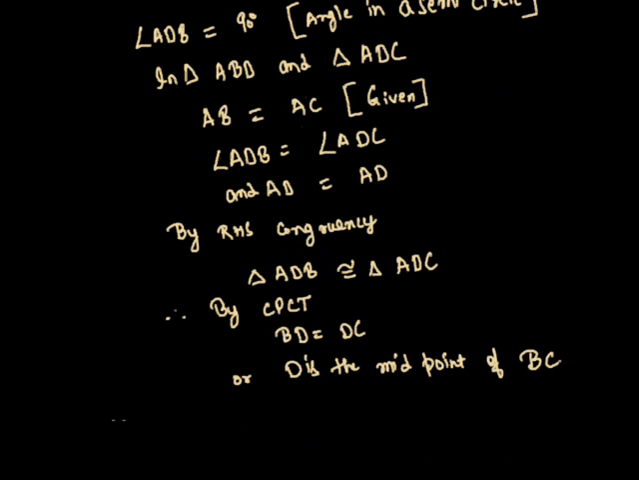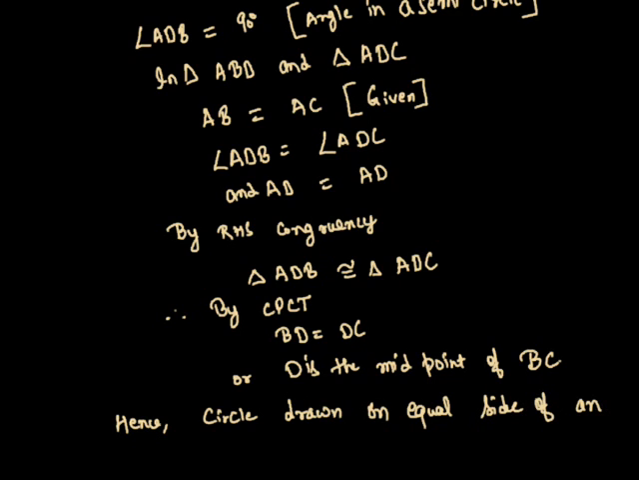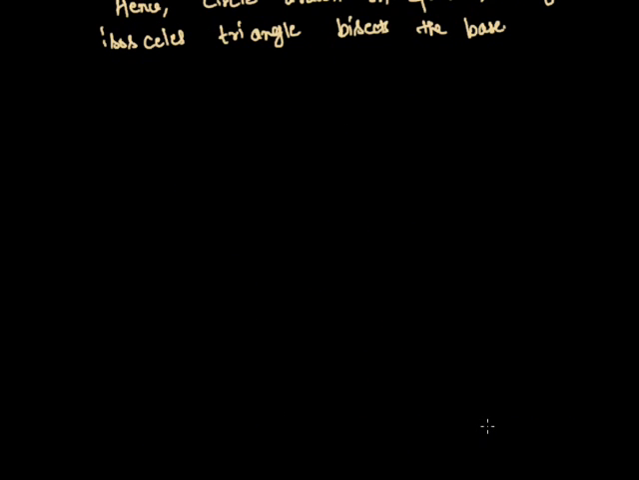Hence, a circle drawn on an equal side of an isosceles triangle bisects the base. The next problem.